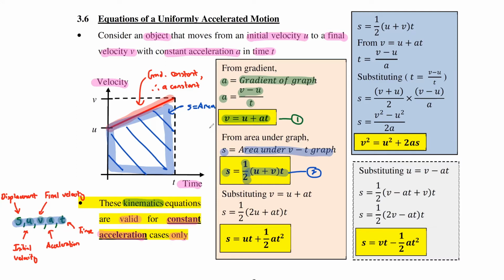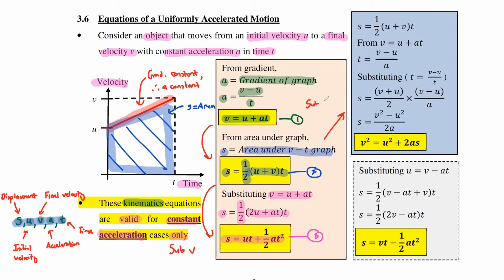The remaining equations are obtained by subbing the first equation into the second equation. For example, if we were to sub in for v, where we know that v is equal to u plus at, we would get s equals half (2u plus at) times t. The resulting equation would therefore be s equals ut plus half at squared. This is the third equation.